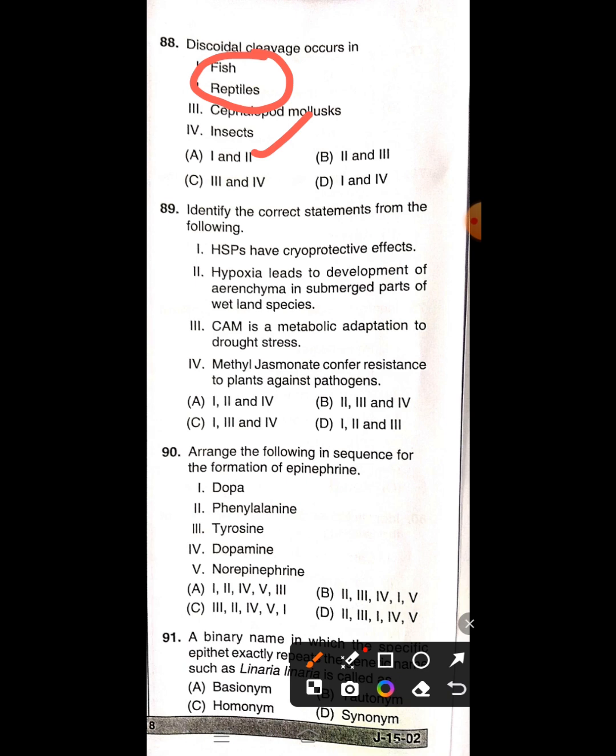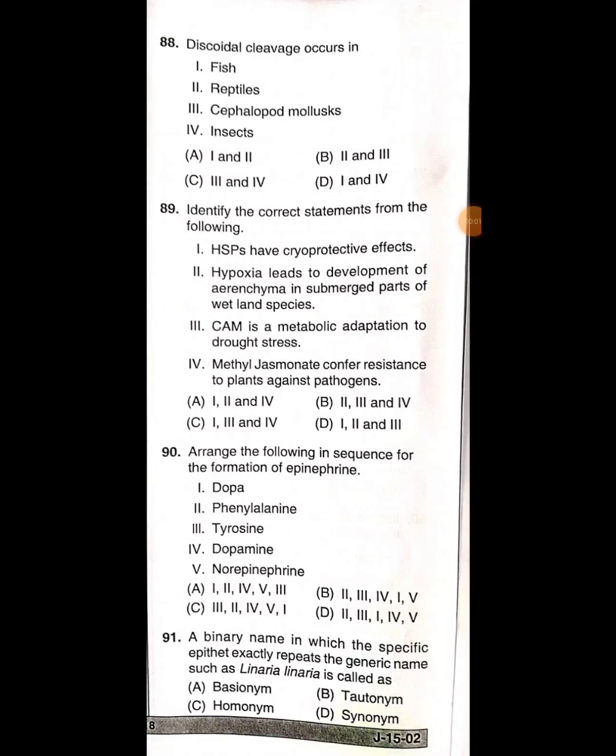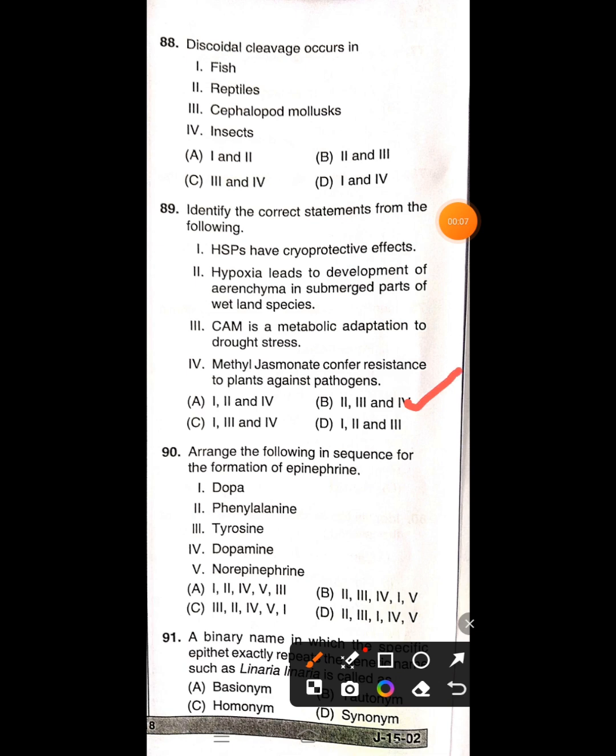Identify the correct statements from the following. HSPs have cryoprotective effects. Hypoxia leads to development of aerenchyma in submerged plants of wetland species. CAM is a metabolic adaptation to drought stress. Methyl jasmonate confers resistance to plants against pathogens. For this, the correct answer is B. So these statements are related to stress physiology topics. So 2, 3 and 4 statements are correct statements. Let's see the next question.